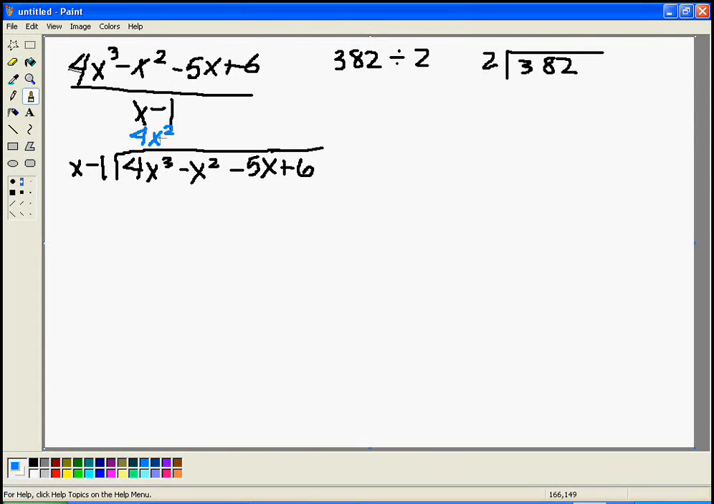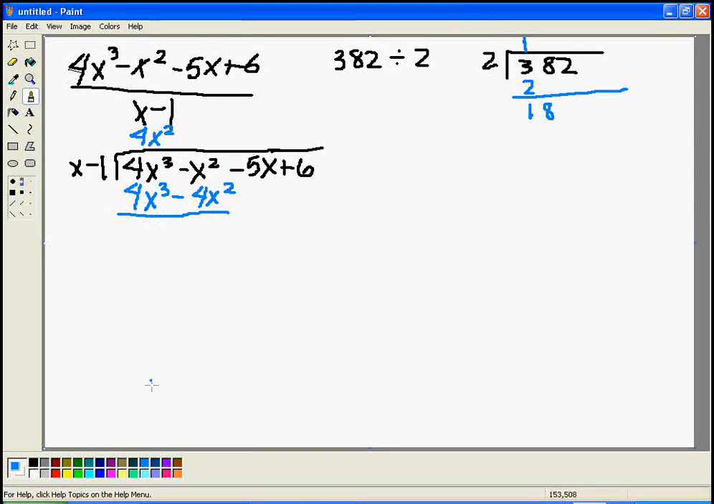Now, we take 4x squared times x, which gives us our 4x cubed, and then we've got to multiply the 4x squared by the negative 1 and get minus 4x squared. And just like we would do up here, okay, so we'd say 1 times 2 is 2, bring down. Now, just like we do up here, we'd subtract, right? 3 minus 2 gives me 1, bring down my 8. We're going to subtract here.